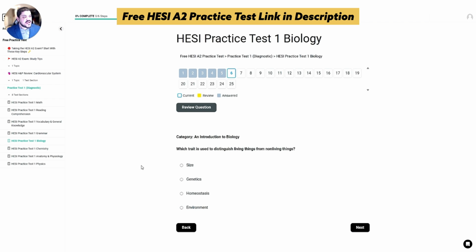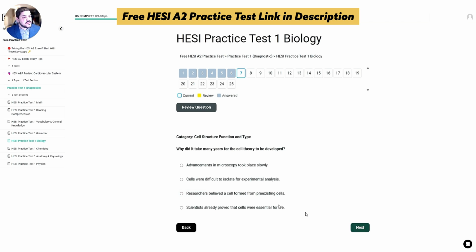All right, question 6. Which trait is used to distinguish living things from non-living things? Size, genetics, homeostasis, or environment? And the answer is C, homeostasis. Homeostasis is the trait used to distinguish living things from non-living things. Homeostasis refers to the ability of an organism to maintain a stable internal environment despite changes in its external conditions. This is essential for survival and proper functioning of living organisms. Non-living organisms do not have the capability to maintain such balance.